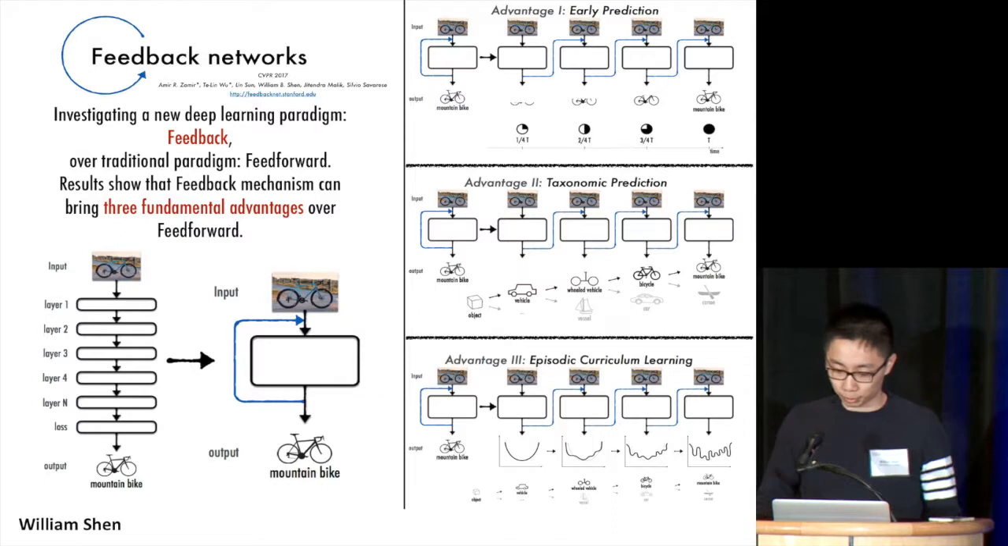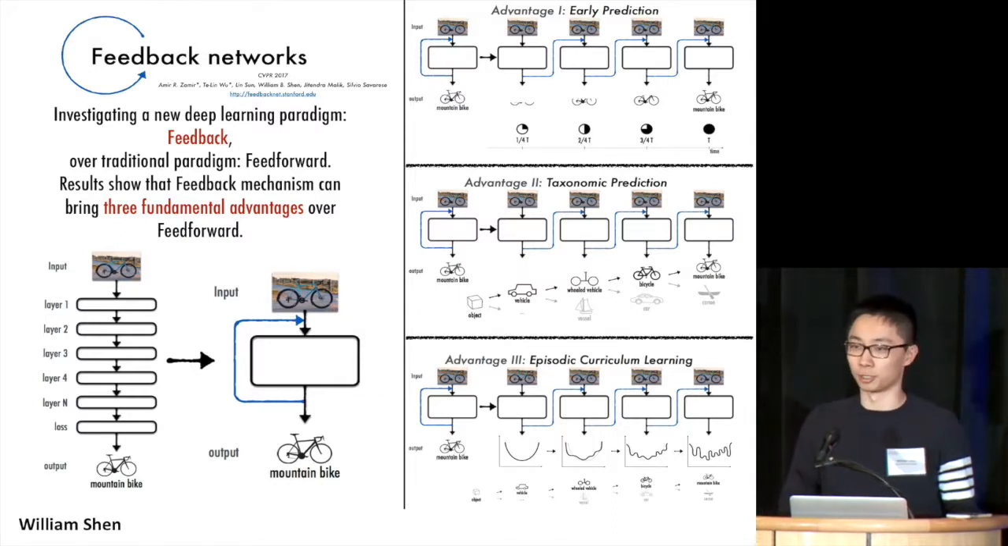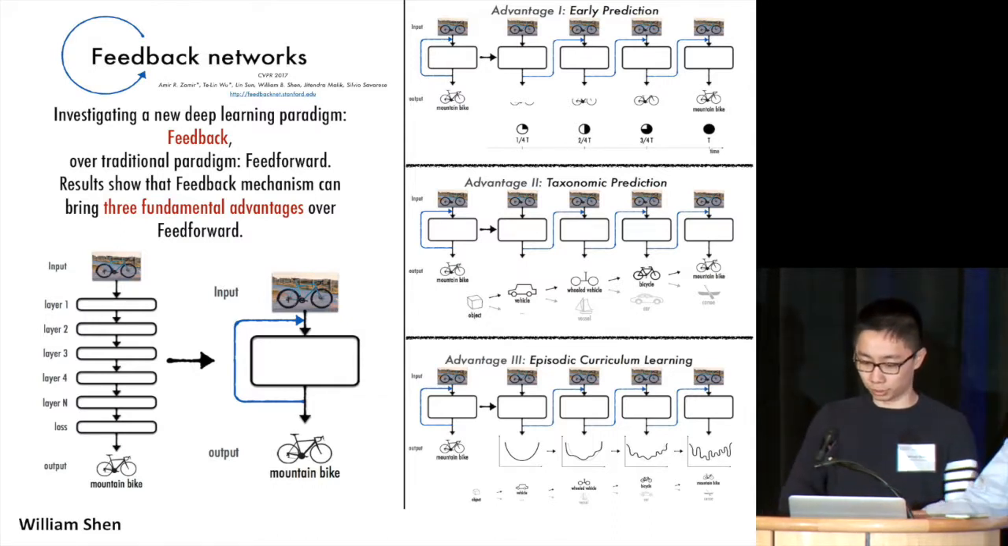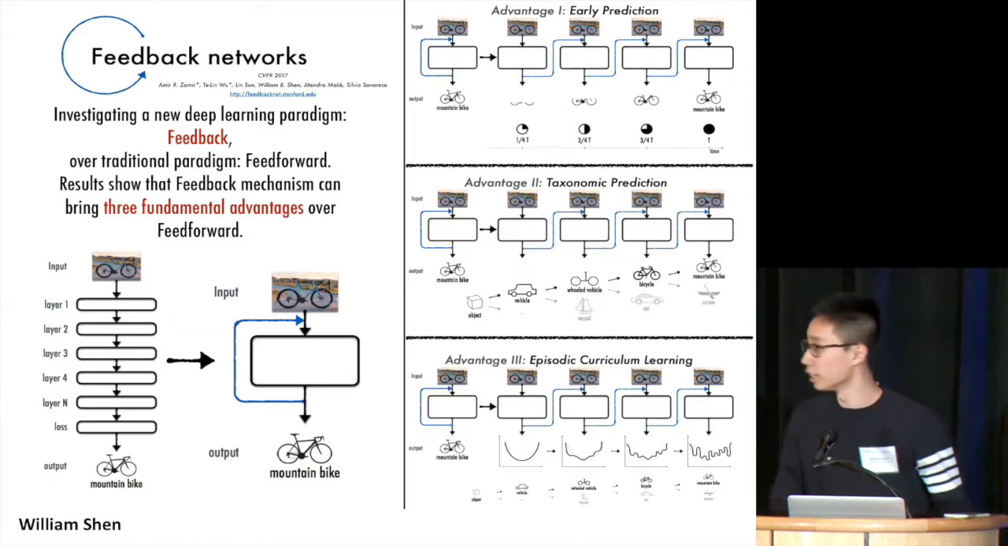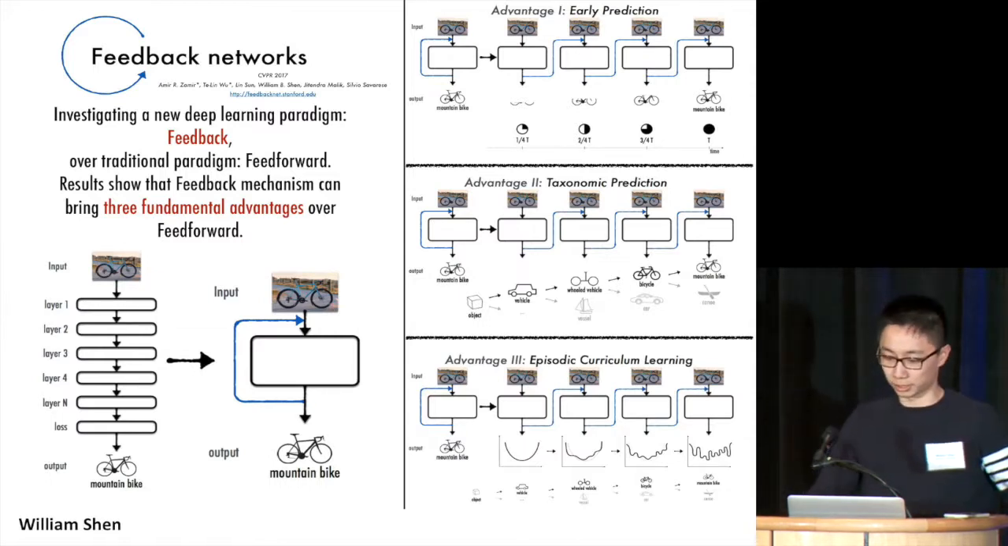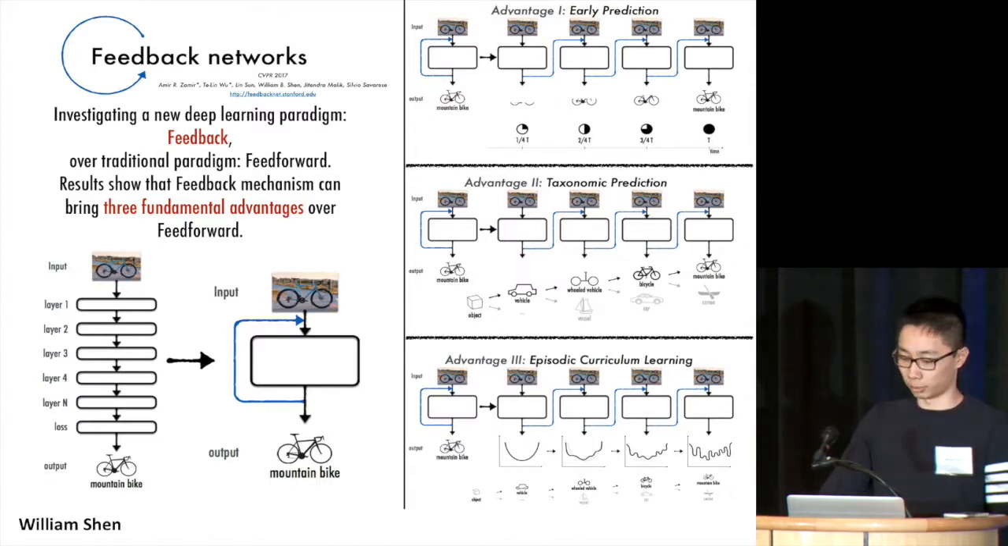Hi, everyone. My name is William Shen. I'm a CS undergrad working with Professor Silvio Savarese. I'm going to talk about our most recent paper with Professor Silvio that is accepted to CVPR 2017. So Feedback Network is a project that studies feedback-based learning models and their merits over traditional feed-forward counterparts like ResNet.